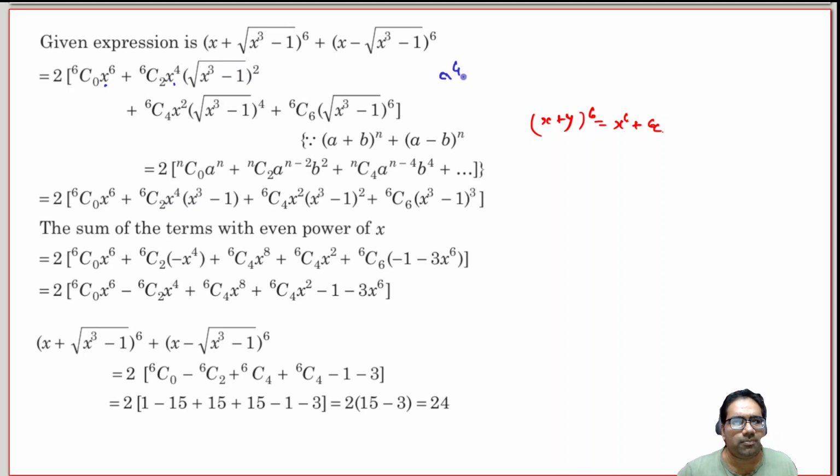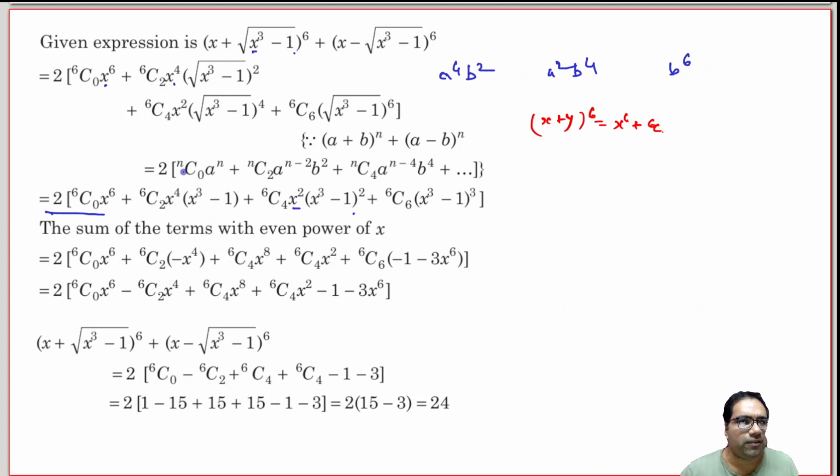Basically, this is a^4 b^2. Next, a^2 b^4 is nothing but x^2, and b^4 is (x^3 − 1) squared. Because there is a square root, that is why this becomes a whole square. Similarly, a^0 b^6: a^0 we can ignore, and b^6 means (x^3 − 1) cubed. We'll be left with only this expression.